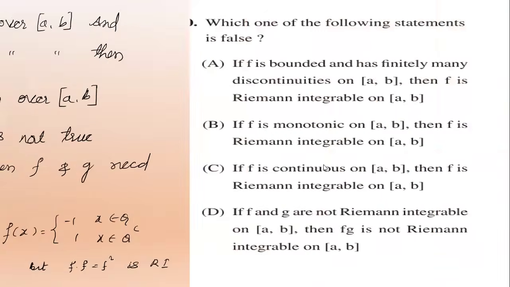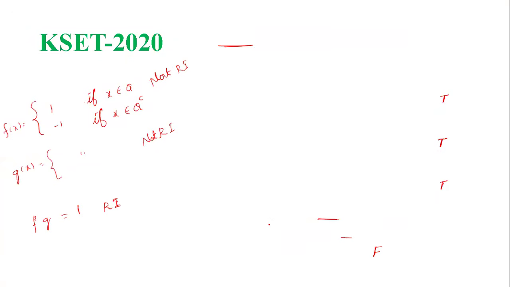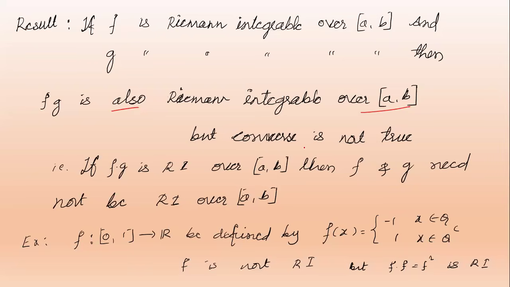Here f is not Riemann integrable, but the converse is not true. If f into g is Riemann integrable over [a, b], then f and g need not be Riemann integrable over [a, b]. They made a question based on this result in the converse way.